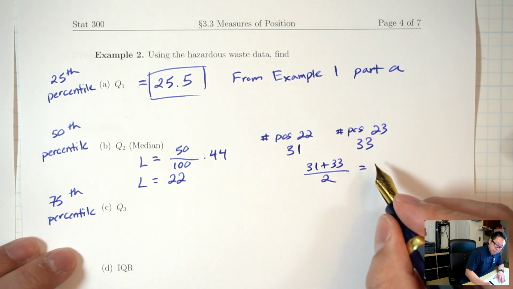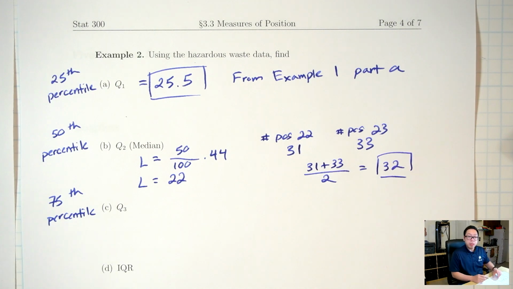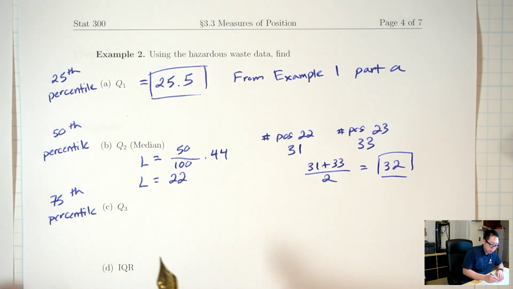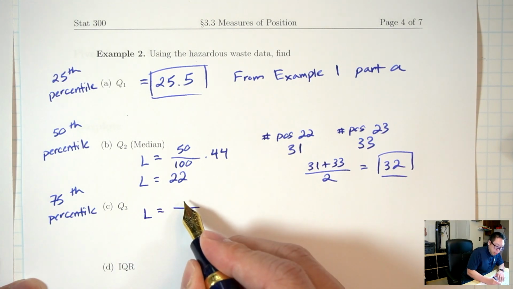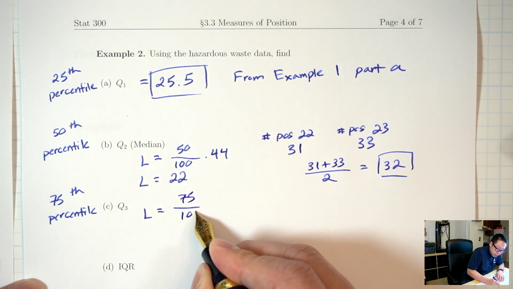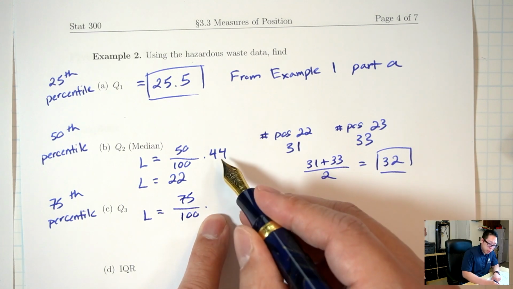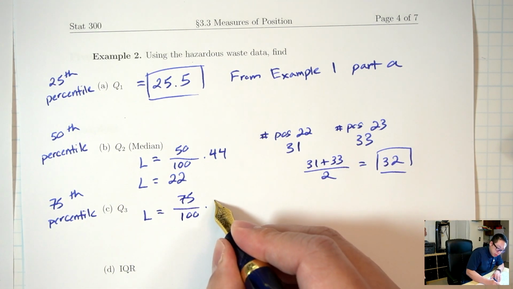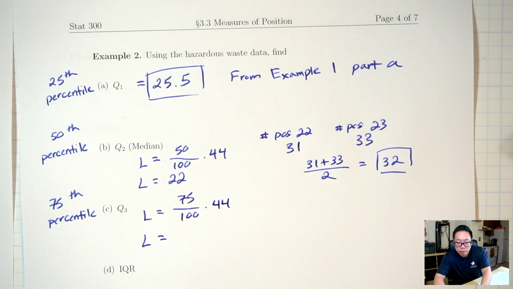Is 32. That's Q2. Q3, the 75th percentile, we're going to start off the same, find the L. Percentile I want, so 75 over 100, times the number of data values in a data set. It should be the same thing, since we're talking about the same data set here. So 75 over 100 times 44. This is 33.